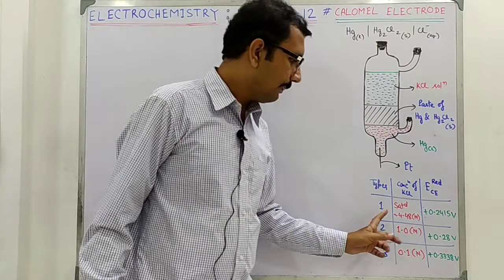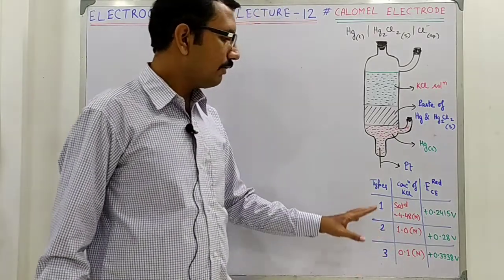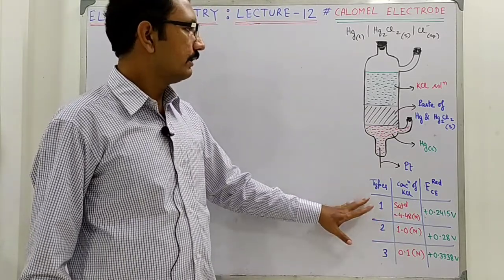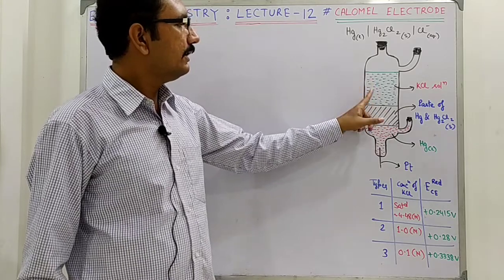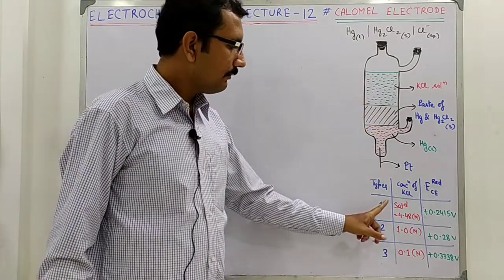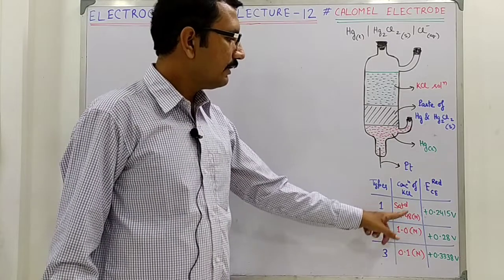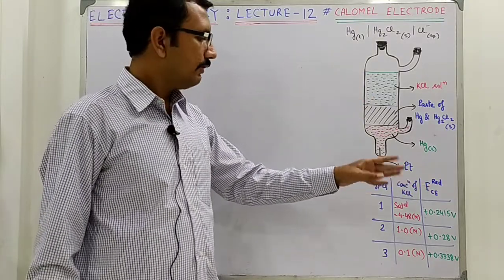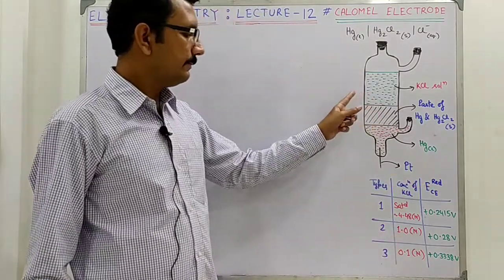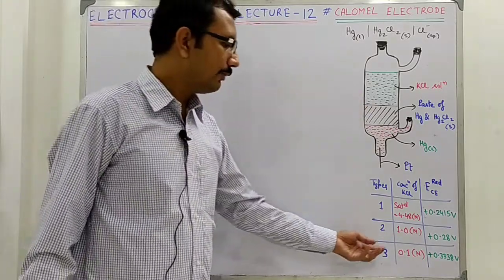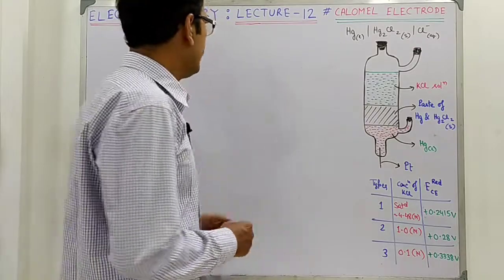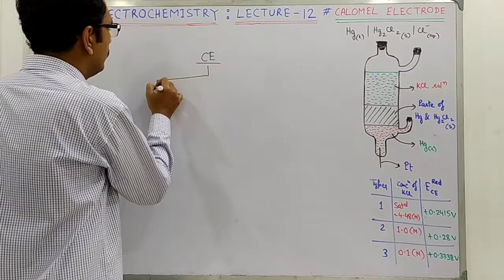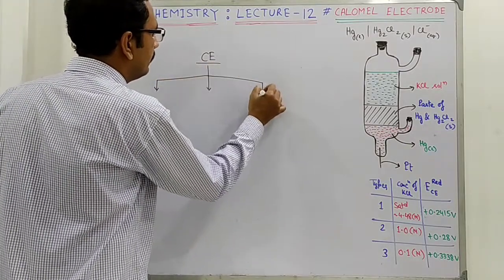The first one is the saturated calomel electrode, and it contains almost 4.4812 normal KCl solution. Another is the normal calomel electrode which contains 1 normal KCl solution, and another is the decinormal, that is 0.1 normal calomel electrode. So, the calomel electrode, which is the secondary reference electrode, is of 3 types.